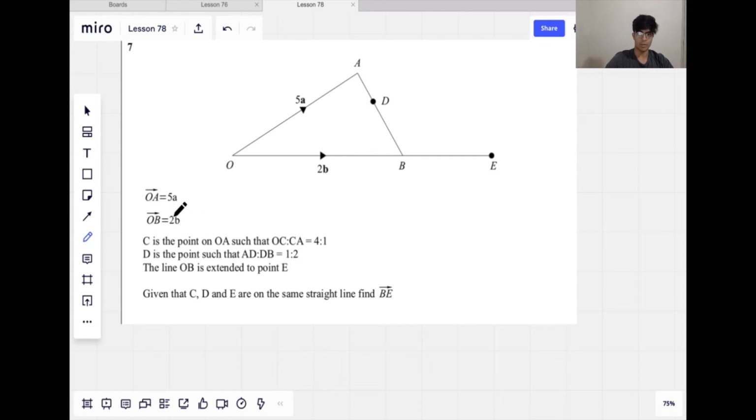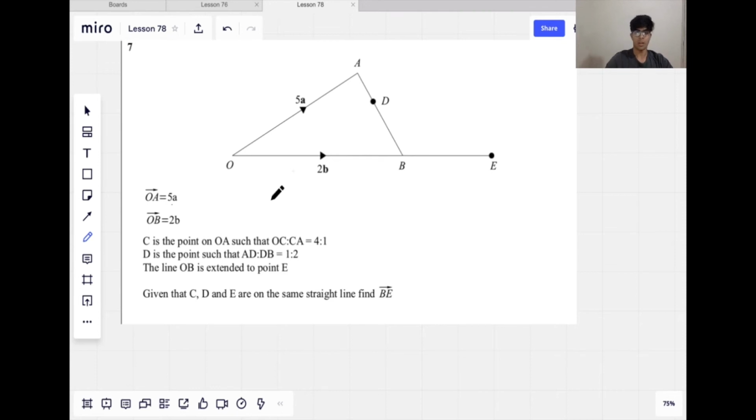A bit annoyingly in this question, they haven't actually underlined or made the letters bold, but C is the point on OA such that the ratio of OC to CA is 4 to 1. D is the point such that AD to DB is equal to a half, and the line OB is extended to the point E. Given that C, D, and E are on the straight line, find the line BE.